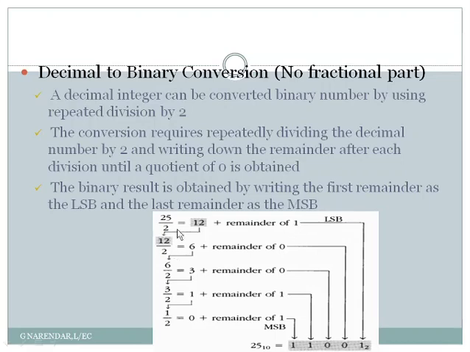You write the remainder aside and take this quotient as a new dividend and divide again by 2, and you will get a new quotient and a remainder. Continue this process until your quotient becomes 0. Now collect all these remainders from bottom to top. That means the bottom remainder becomes the MSB, and the top remainder becomes the LSB of the binary number.